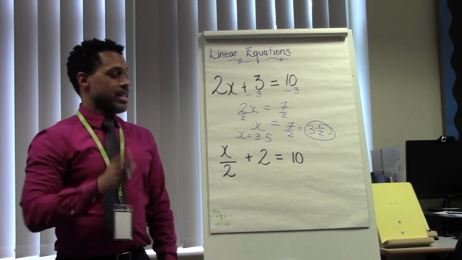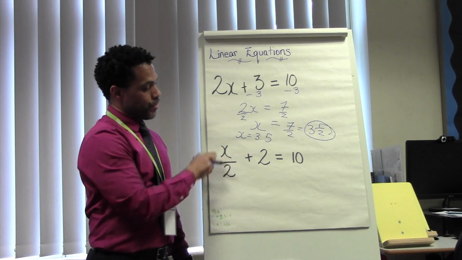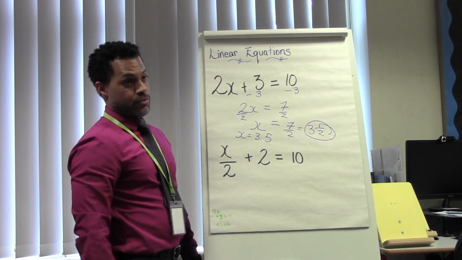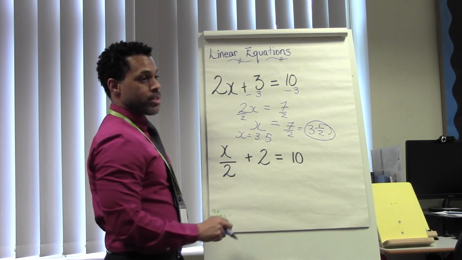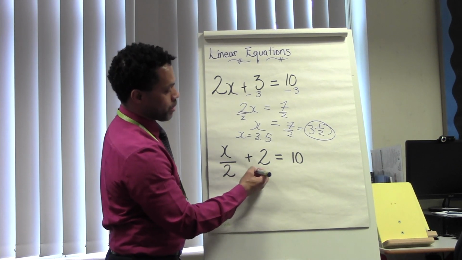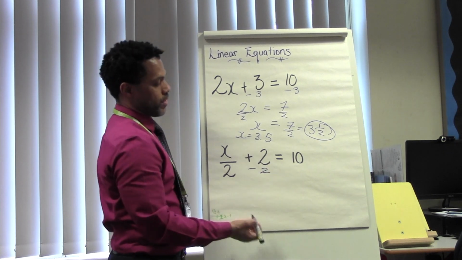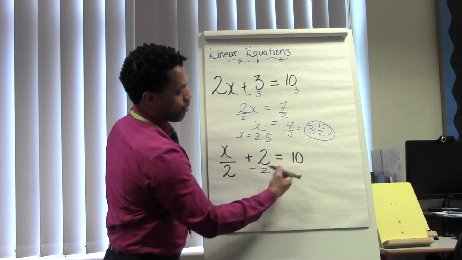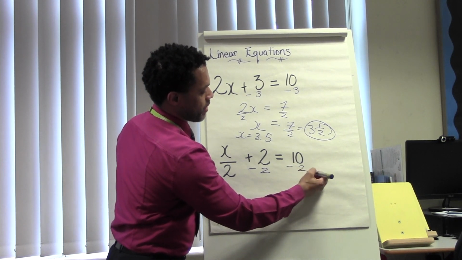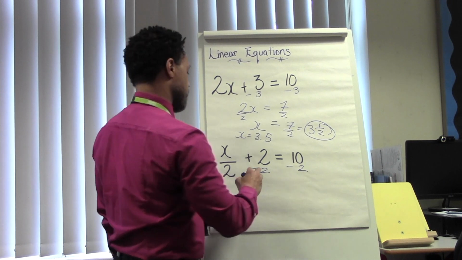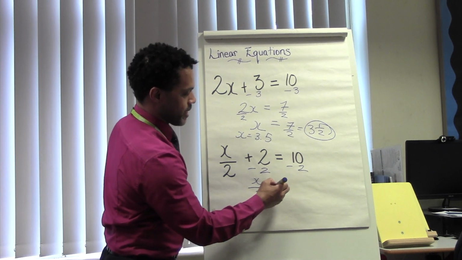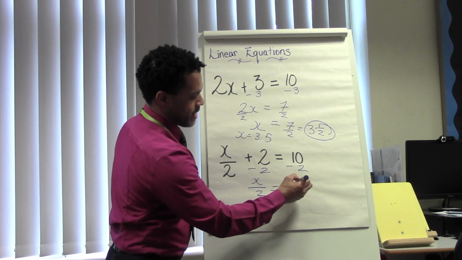Okay? Let's look at the second part, when we have division already set like this. So if this is a positive 2, just like we did up top here, what do we have to do to take it away, or to balance it off? We're going to subtract 2. So if I subtract 2 from this side, to balance, I have to subtract 2 from this side. So this gives me x over 2 is equal to 8.